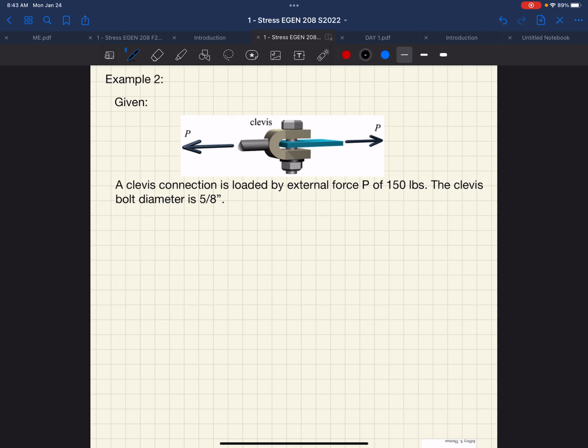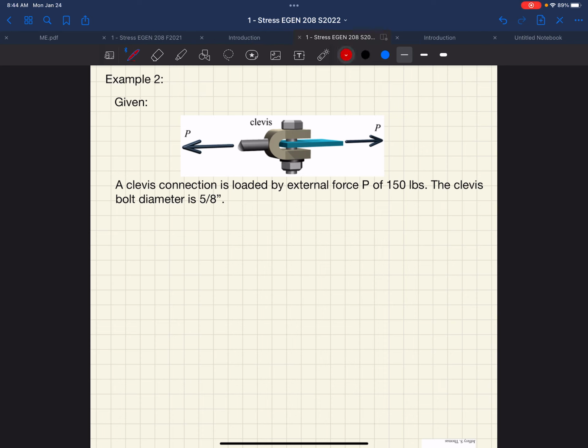The reason those cross members are in that building is in an earthquake, we need to be able to transfer forces from one area of the roof to the other side of the roof. So that's what those rods are all for, is to do that. So in an earthquake or big wind event, okay, those rods are in tension, okay? So we got these big P forces potentially acting through that clevis, right, to connect the rod to the other side of our opening. So in this case, an example of which we have a clevis connection is loaded by an external force P of 150 pounds. And they give us the clevis bolt diameter is 5/8 of an inch.